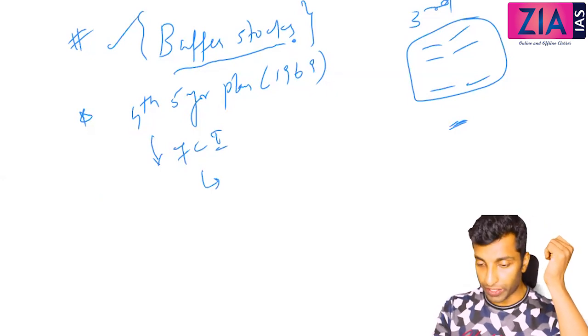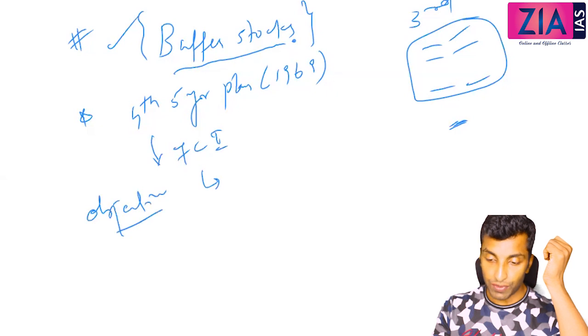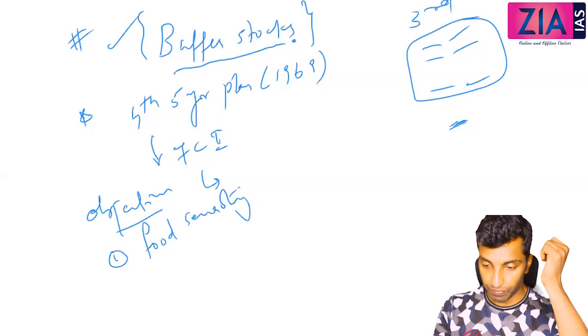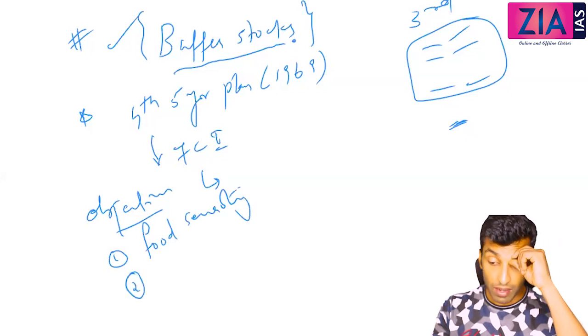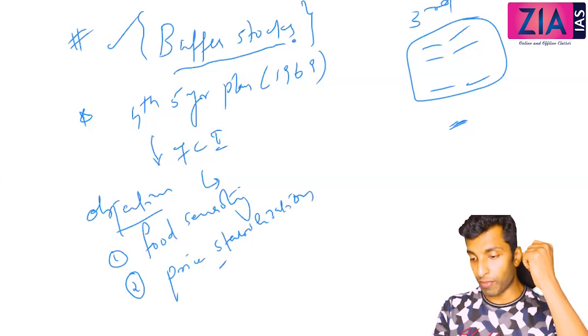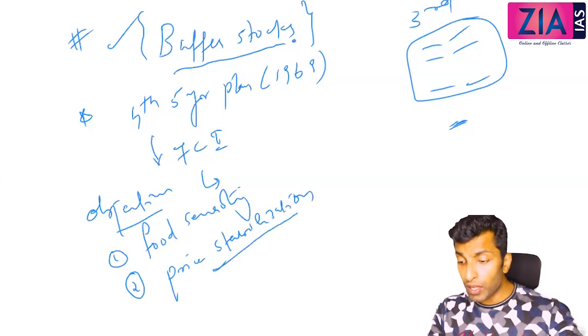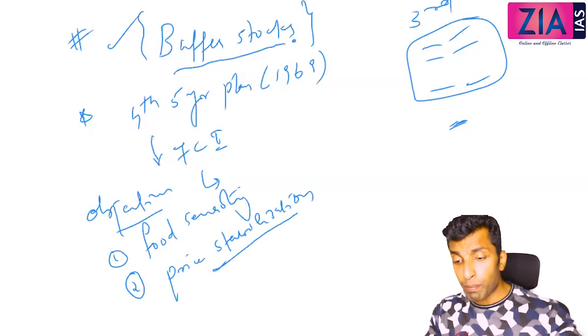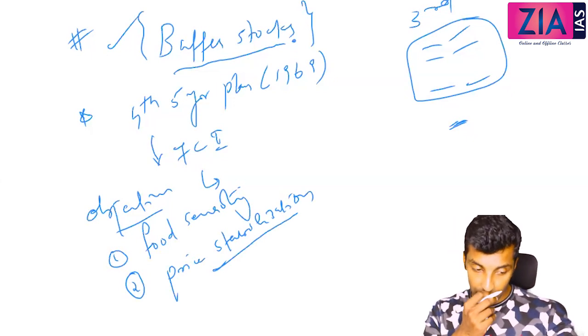Objectives. What are the main objectives? First one, food security. Obviously, the most important one, food security. Second one, price stabilization. If you have buffer stock, in case the price is going up, why is the price going up? Demand is there, supply will be less. So if you have buffer stock, you can pump the supply, so that you can manage the price. So food security and price stabilization, these are the two main objectives.